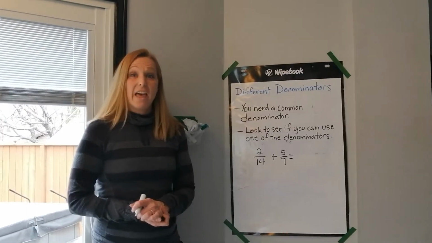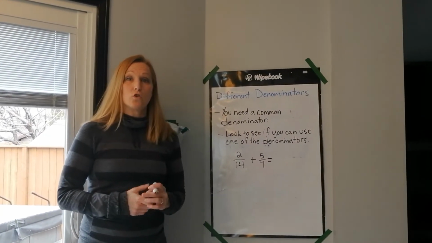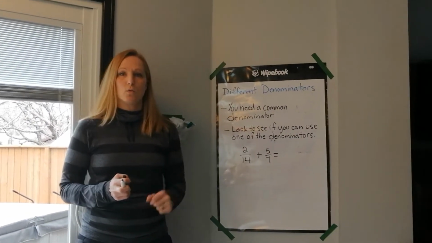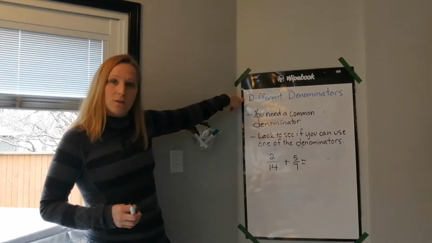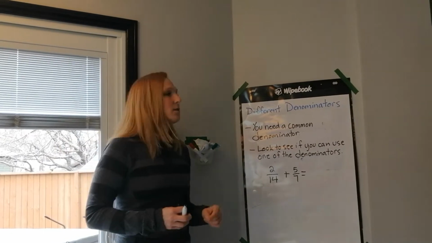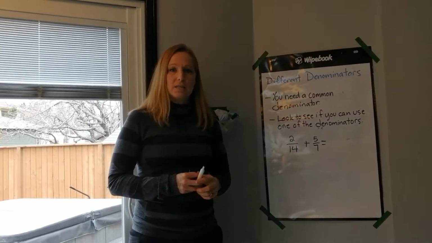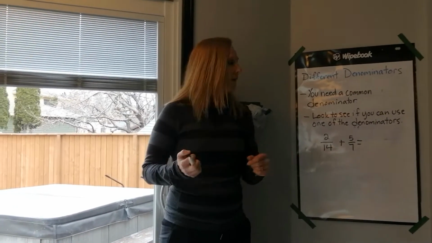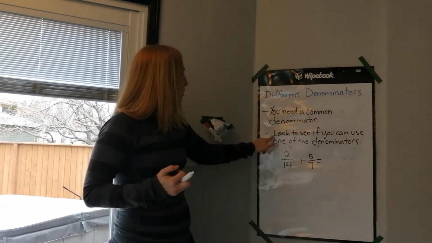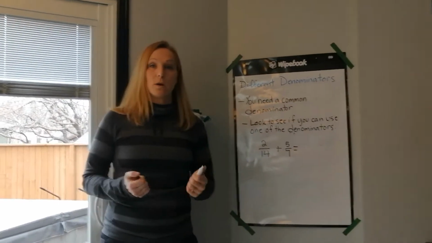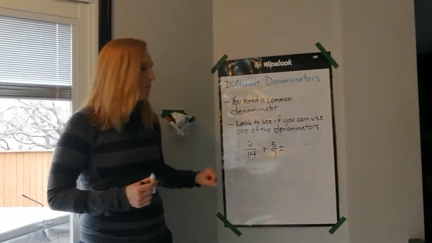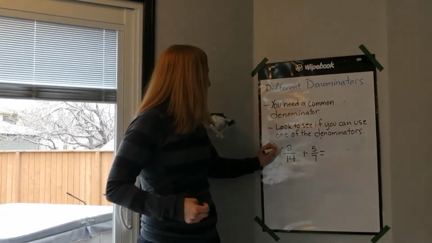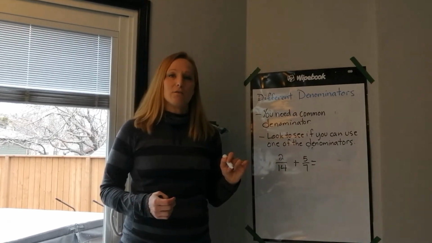Excellent. This next example is going to go in your journal, so it's going to go right under the notes that you wrote for me on Friday. So we're going to write down that we have different denominators and we need a common denominator, which simply means that the bottom number has to be the same on both of them. So we want to look to see if you can use one of the two denominators. In this case, we can. So we're going to copy down this example. I've got 2/14 plus 5/7.